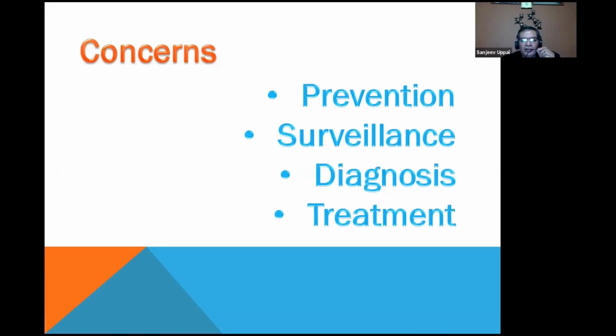So primary concerns regarding the infection in burns are, number one, of course, the prevention. Then is the surveillance for detecting infections quite early. And then after that, we will discuss the diagnostic part, how to diagnose infection. And then, of course, the treatment part. Treatment part, I will not touch in detail because the speakers following me will be discussing in detail.